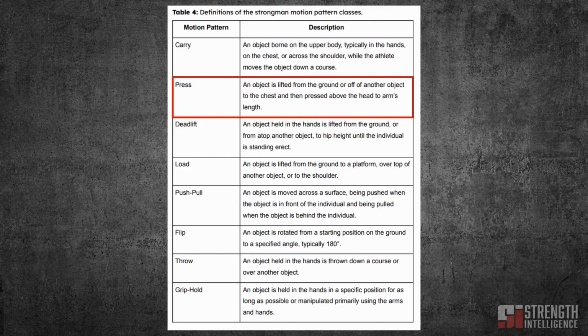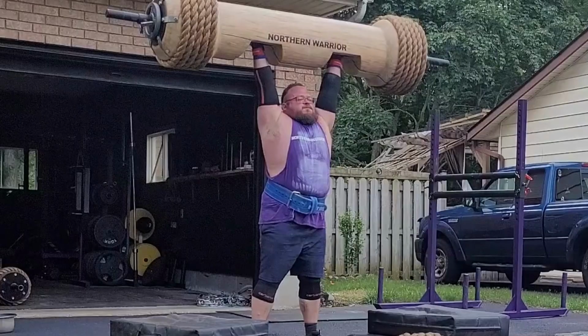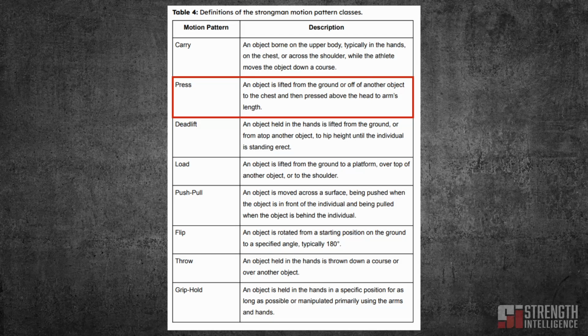Okay? Now we go to press. The goal of the press is to take some object from the floor, or sometimes from a raised surface. For example, log press is usually done off of crash mats, foam mats. But anyway, you take this from some position, usually below your knees, lift it up to your shoulders, and then press it to arm's length overhead. And if you're in competition, you hold it at the top, you get a down signal, and you can put it down. So that's the press.